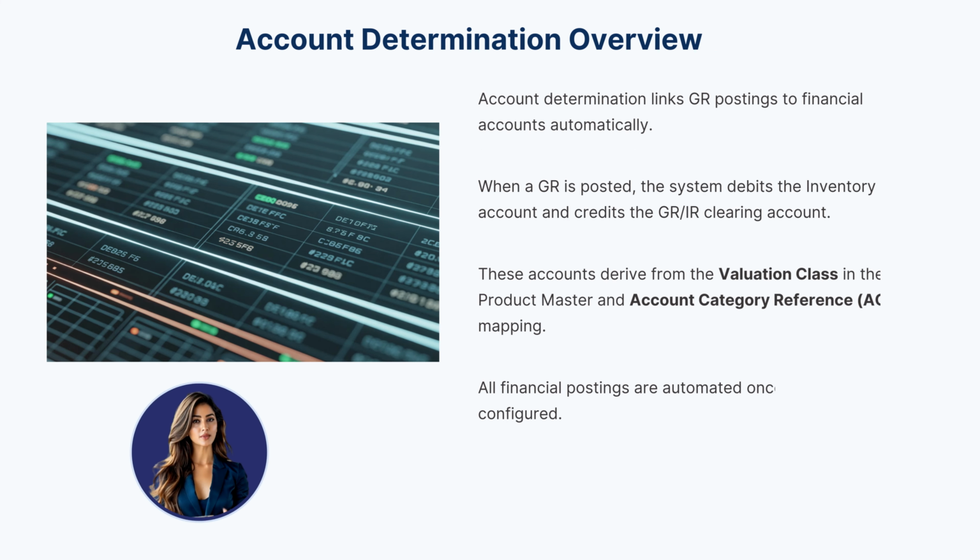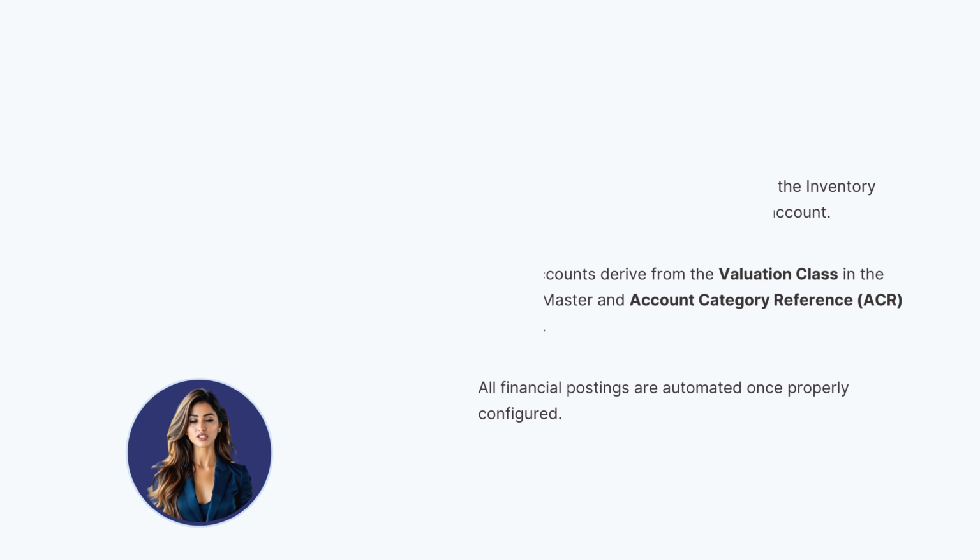Account determination ensures that every goods receipt automatically updates the correct financial accounts. When a GR posts, inventory is debited, and the GR/IR clearing account is credited. This mapping depends on the valuation class in the product master and the account category reference assigned to that material type. Correct configuration ensures financial accuracy and automation across every GR posting.